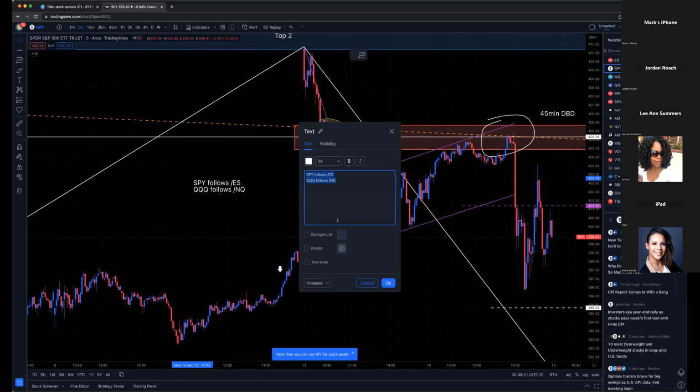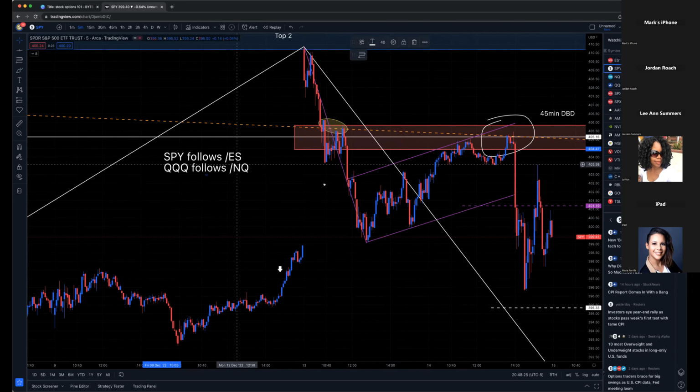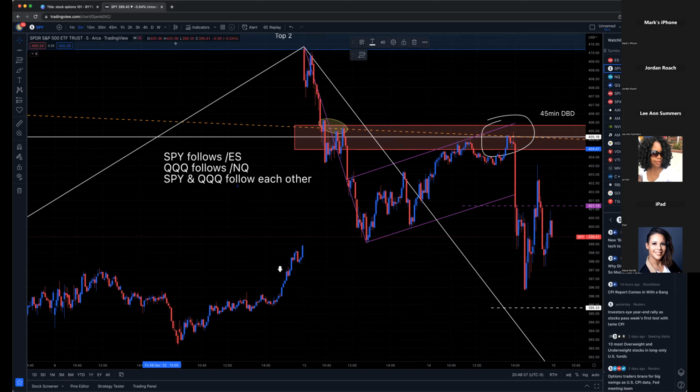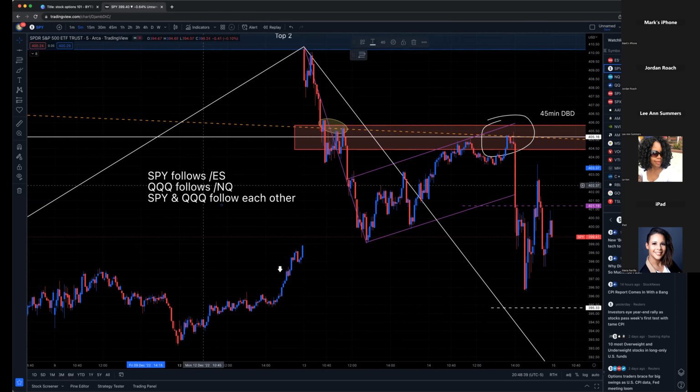So these two follow these futures, and SPY and QQQ follow each other for the most part. They make the same moves just about. Obviously, the zones are going to be different, but they make the same moves. So these are why the gaps appear in the market. And typically we know that the market will eventually close the gaps.